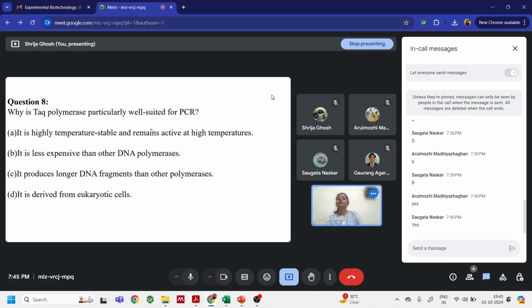Why is Taq polymerase particularly well suited for PCR? Option A, it is highly temperature stable and remains active at high temperatures. Option B, it is less expensive than other DNA polymerases. Option C, it produces longer DNA fragments than other polymerases. And option D, it is derived from eukaryotic cells. Why is Taq polymerase particularly well suited for PCR? So both of you have answered option A. It is highly temperature stable and remains active at high temperature. That is the correct answer.